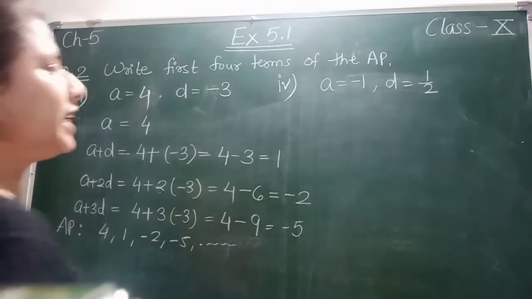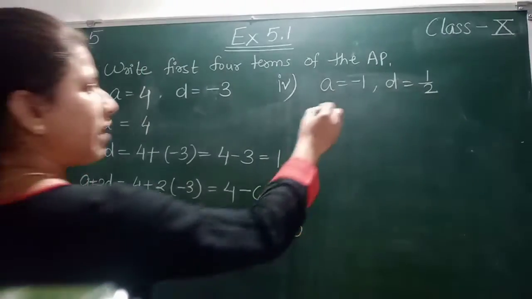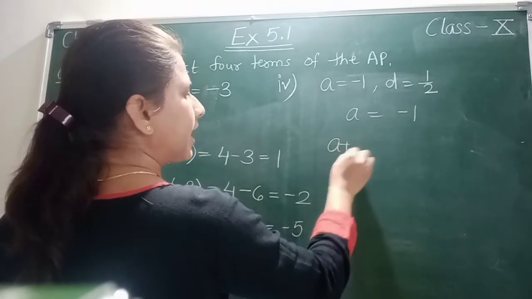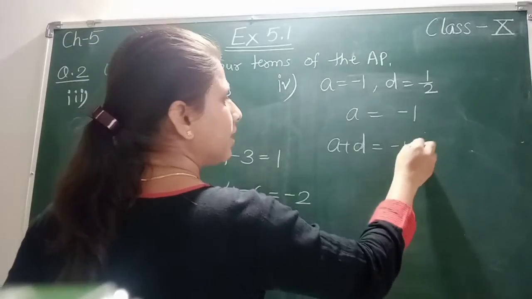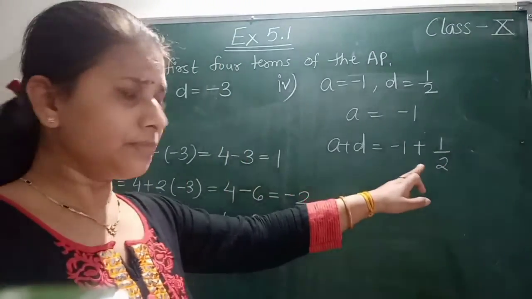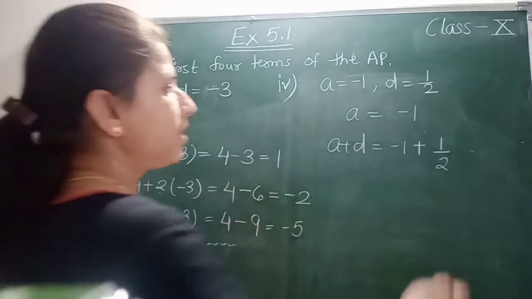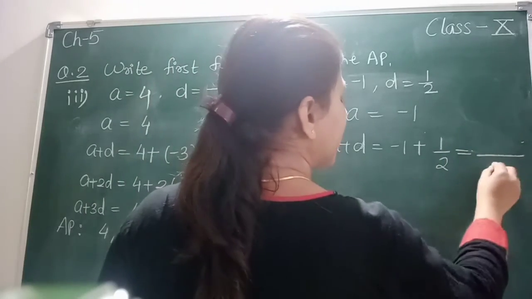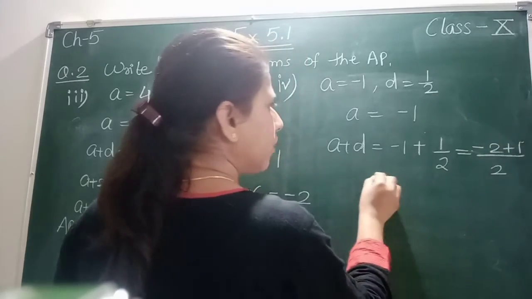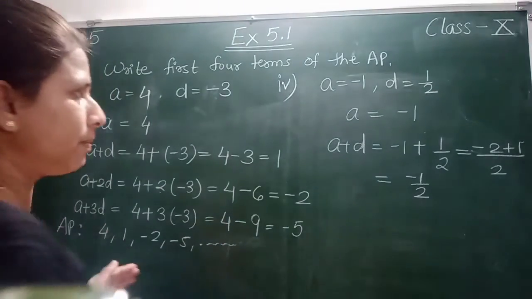Fourth question is a equals minus 1 and d equals 1 upon 2. Let's solve this also. a equals minus 1, this is the first term. Second term, a plus d: minus 1 plus 1 upon 2. Students, here minus 1 plus 1 upon 2 is the fraction part. For simplifying this, we will take the LCM. The LCM will be 2. Then cross multiplication, minus 2 plus 1, and what will we get? We will get minus 1 upon 2. This is the second term.